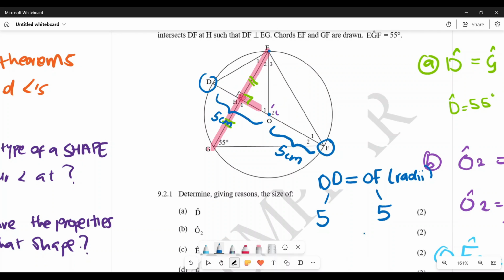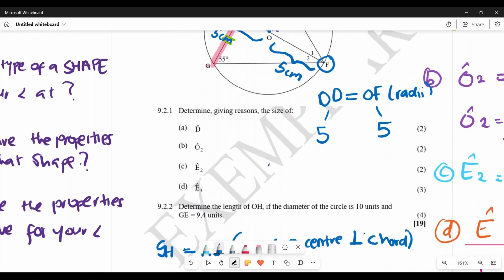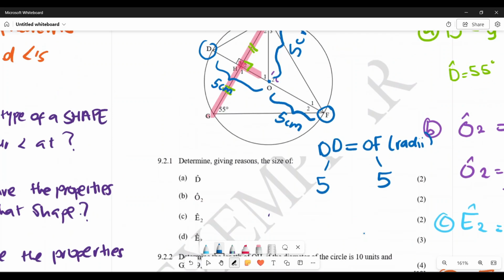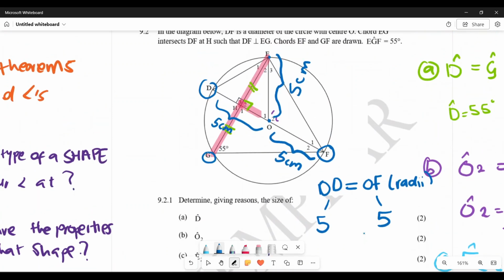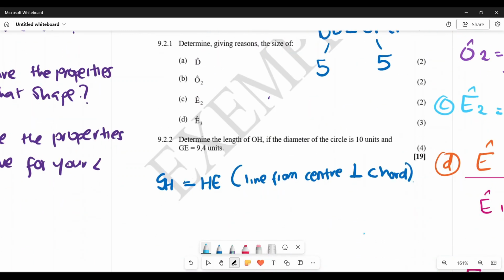So the distance from O to E is also going to be 5 centimeters, right? So I know that my distance from O to E is 5 centimeters in accordance to the information I was given. Now, GE is 9,4 units. Remember, GE is our chord, this line. And we said this chord is going to be bisected into two equal lines. Hence, we said GH is going to be equal to HE, meaning that to find each of them, we're going to take 9,4 and divide it by 2, right? As a result, each line is going to be equal to 4,7.